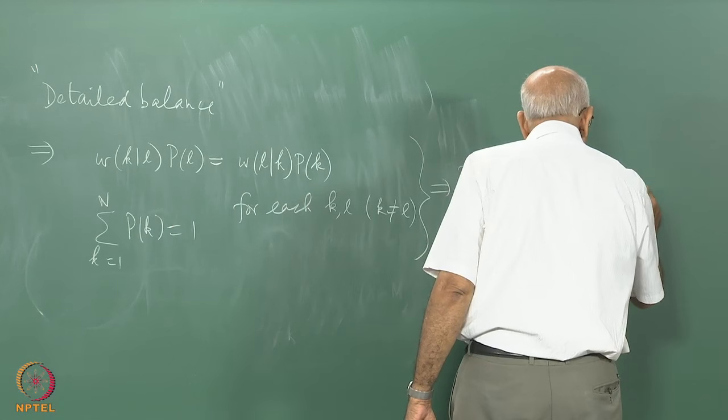Then clearly the switching rate is just the reciprocal of these things, right? So, it is clear that tau 1 equal to 1 over lambda 1, tau 2 equal to 1 over lambda 2. So, it says P1 is equal to tau 1 over tau 1 plus tau 2, and P2 is equal to tau 2 over tau 1 plus tau 2.